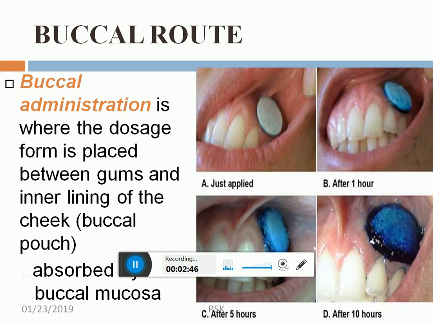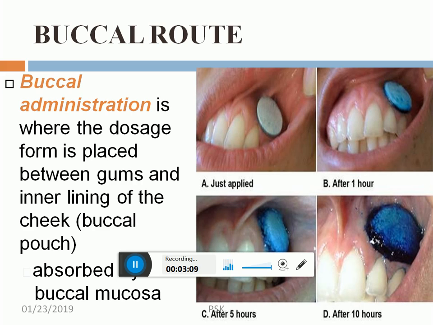The next one is the buccal route. What is the buccal route? In buccal administration, the drug form is placed between the gum and the inner lining of the cheek. You call this the buccal pouch. You should be able to differentiate between the sublingual and buccal routes. You can go through the slide.